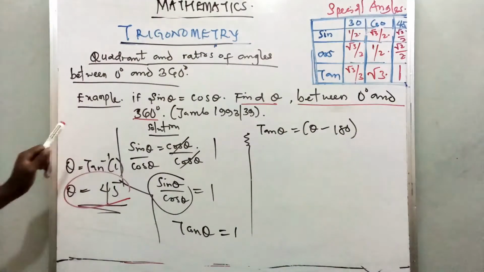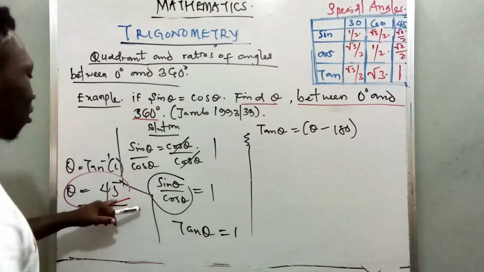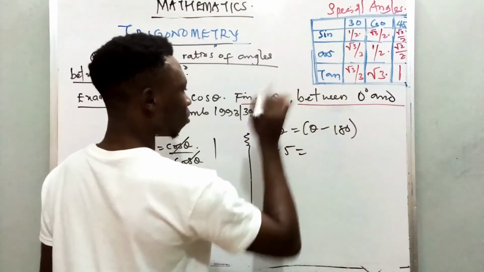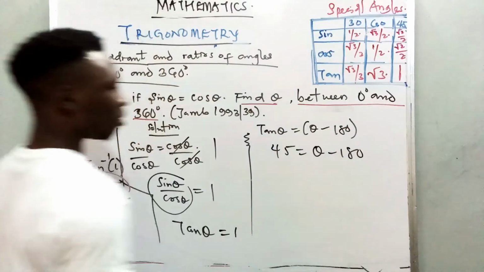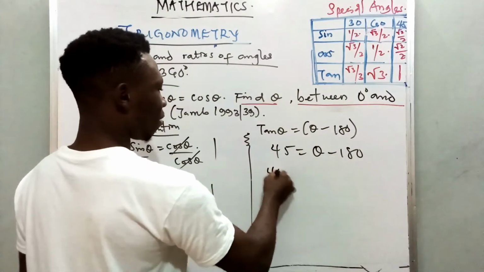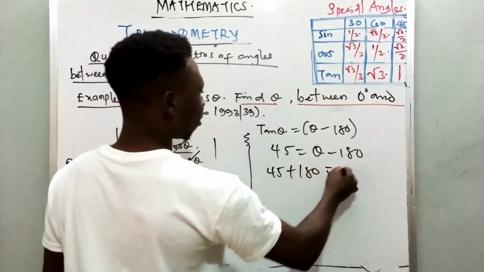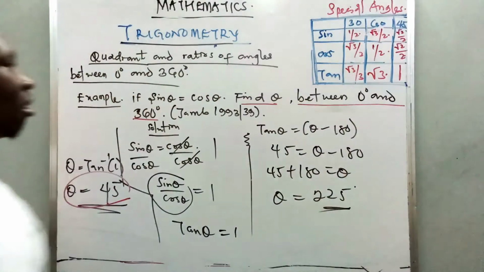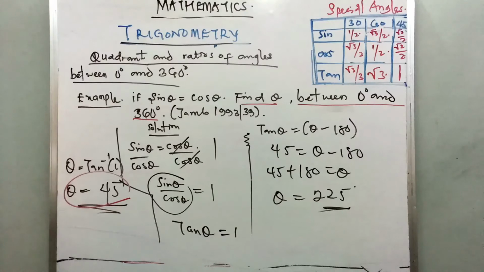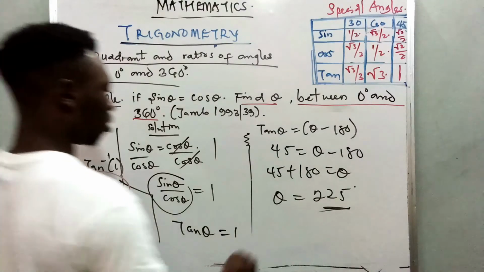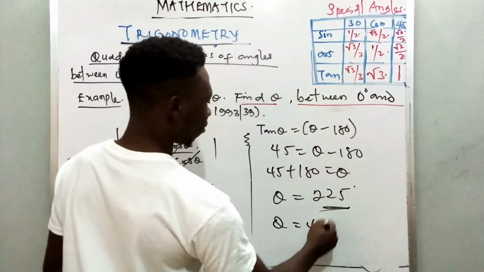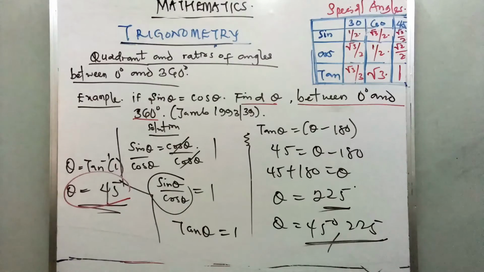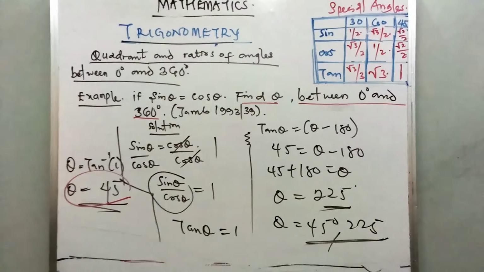If you remember this relation, I told you to note it. So now, my tan 45, which I'll write here, 45 is equal to theta minus 180. So at this junction, 45 comes over plus 180 is equal to theta. So theta here is equal to 225. Therefore, my value of theta between 0 degrees and 360 is theta equal to 45 degrees, 225. So at this junction, we have that as the final answer.